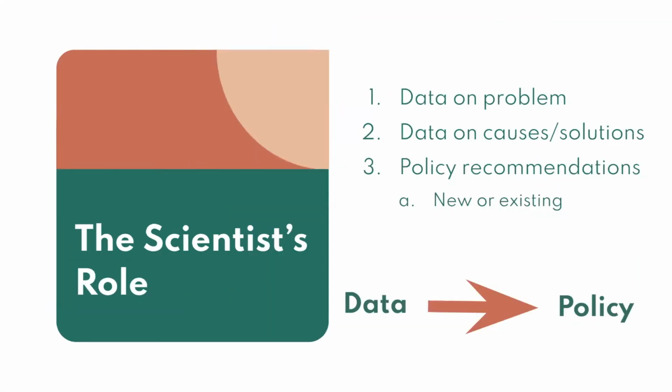But you as scientists, what does that mean, and what is your role when you're writing a policy memo? What are you actually doing? So there's really three main points you're trying to execute when writing a policy memo. The first one is communicating the data on the problem. The second one is the data on the causes or solutions of that problem. And then for the third step, you want to make policy recommendations, either new ones or ones that may already be existing.